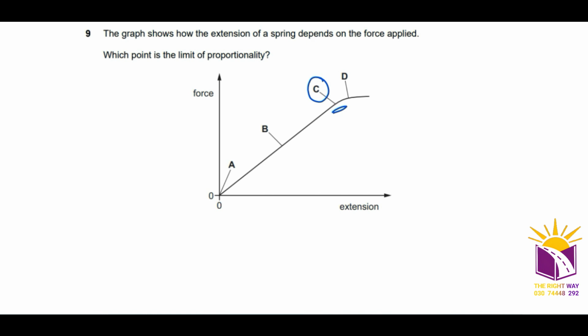It is the limit of proportionality. Before the limit of proportionality, if we stop applying the force, the body comes back to its original position. And after the limit of proportionality, if the applied force is stopped, the body is not going to come back to its original position. There will be an extension in its length.